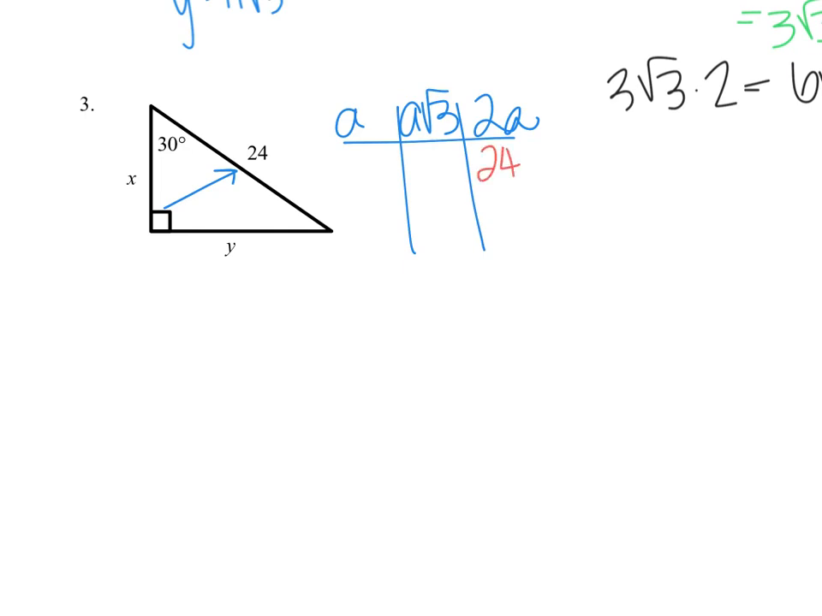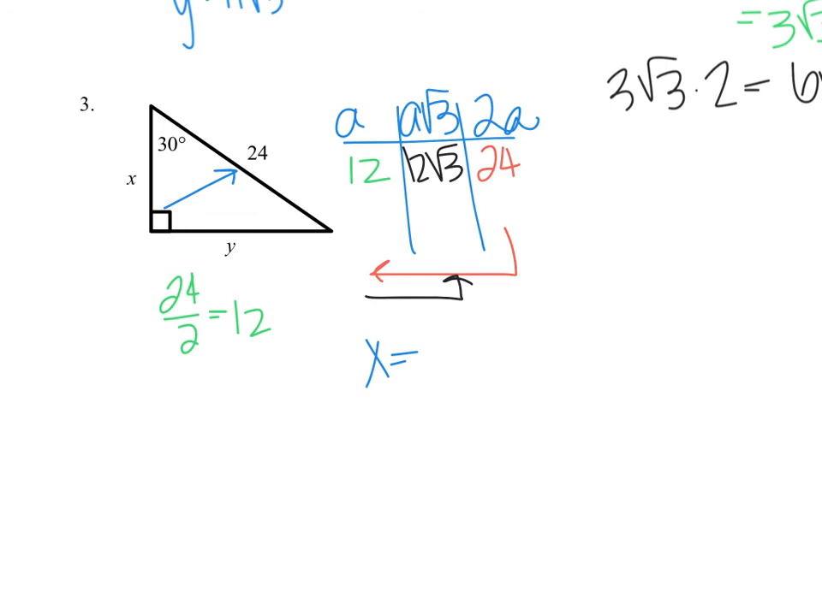Okay, so everything has to go back to the short leg. So hypotenuse to the short leg is just 24 divided by 2, which is 12. And then short leg to the long leg, we multiply by root 3. So x equals 12 root 3 and y equals 12. And you notice that y is across from a 30-degree angle, which is the short leg. So like I said, if you get stuck, all of your notes have each example that you might see. So get your notes out and take a look.